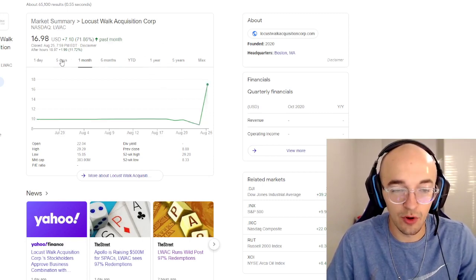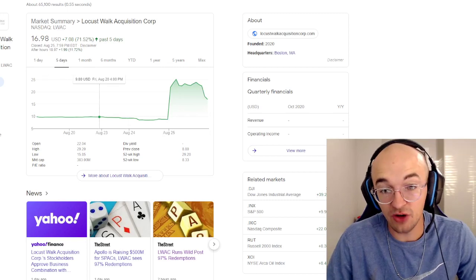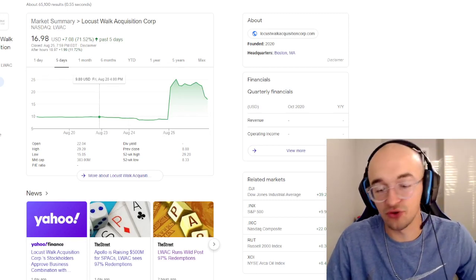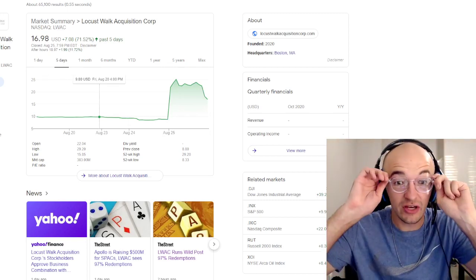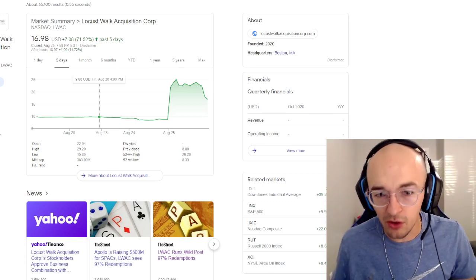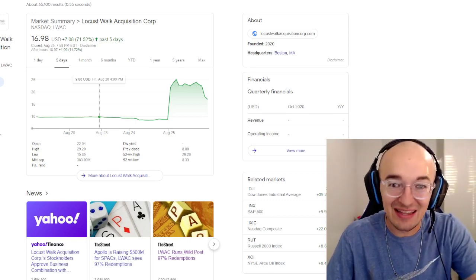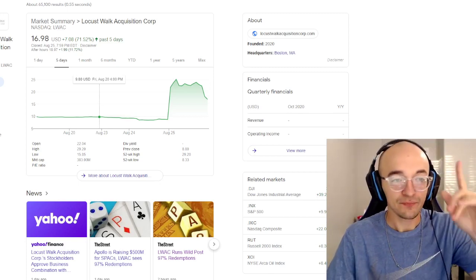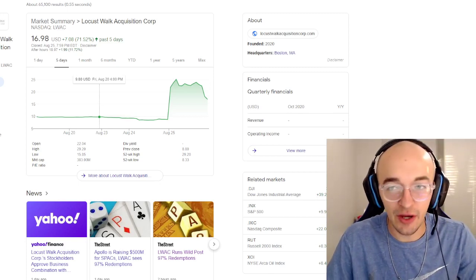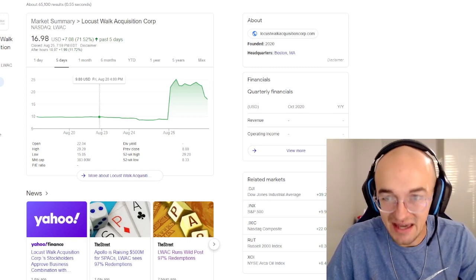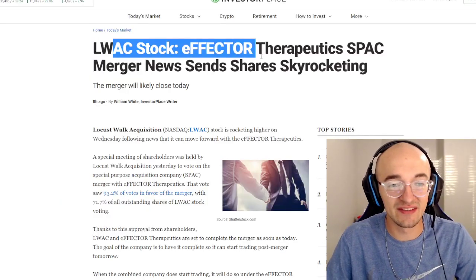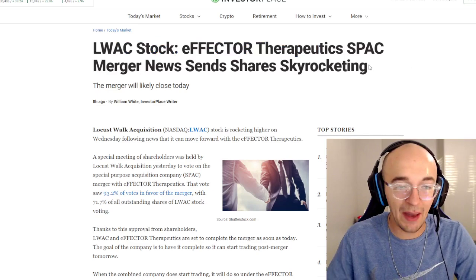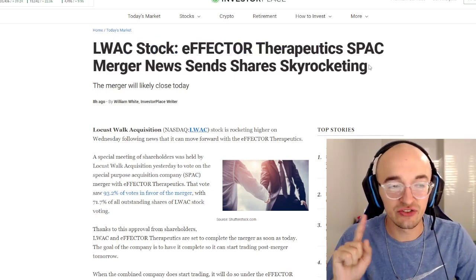If you were a believer in this SPAC, or if you're somebody who plays SPACs often, obviously there's always a ton of risk. There's always a ton of volatility, but there is usually some pretty high reward as well, which is what makes them so interesting. You can get 90, 100, 200% days just like this. And the news coming out here for LWAC obviously is some big merger news. LWAC stock, Effector Therapeutics SPAC merger news sends shares skyrocketing.